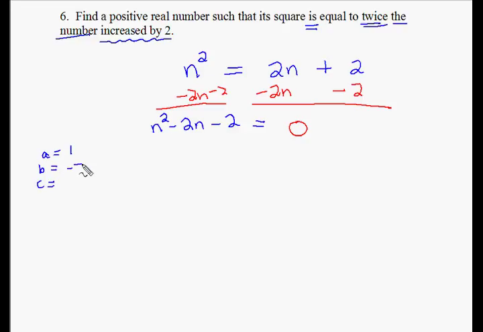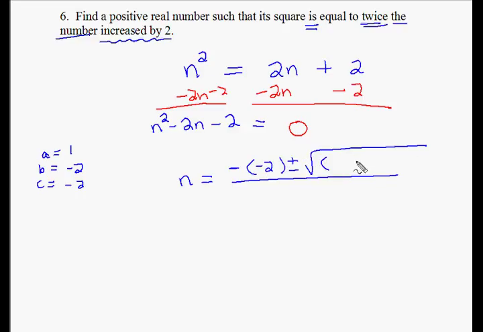A is positive 1, b is negative 2, and c is negative 2. So our answer n is equal to the opposite of the b value, which was negative 2, add and subtract the square root of the b value, negative 2, squared, minus 4 times the a value, 1, times the c value, negative 2, all divided by 2 times the a value.